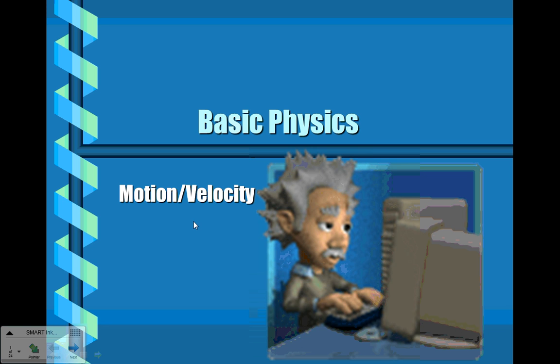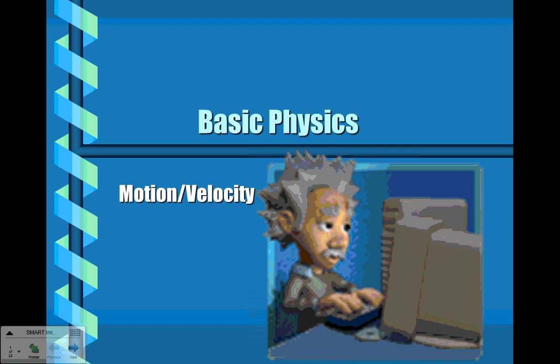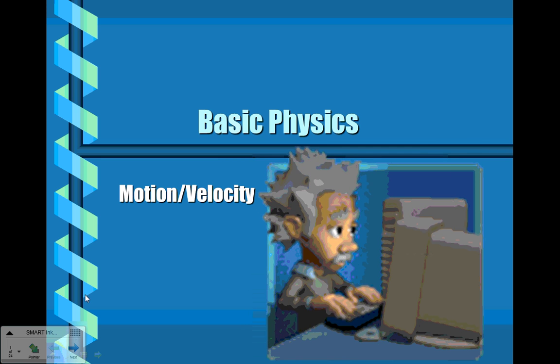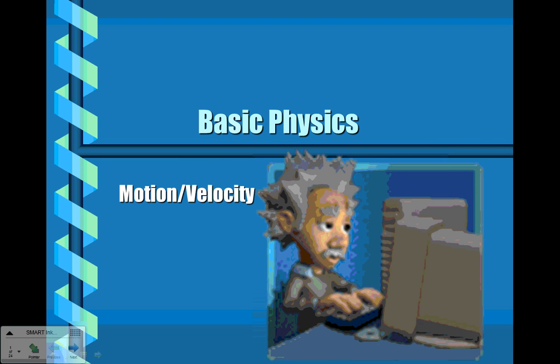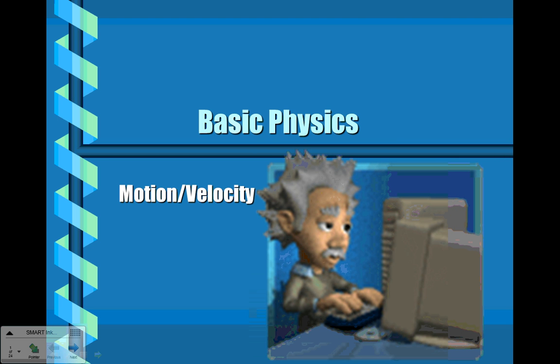Right, so we're going to try a little PowerPoint here with basic physics. We're really just looking at reference frames and the difference between position, distance, scalar and vector quantities, and displacement, those sorts of things. So let's start from the beginning.